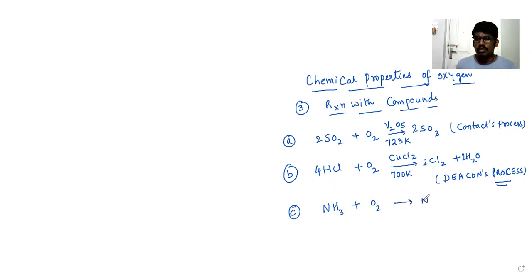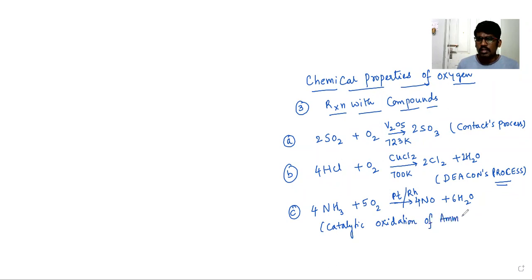NH3 plus O2 giving rise to NO plus H2O. That is 4NH3 plus 5O2 gives 4NO plus 6H2O. So this can be done in the presence of a catalyst, that is platinum or rhodium gauze. Metal gauze we have discussed in Ostwald's process also. Catalytic oxidation of ammonia gives nitric oxide.